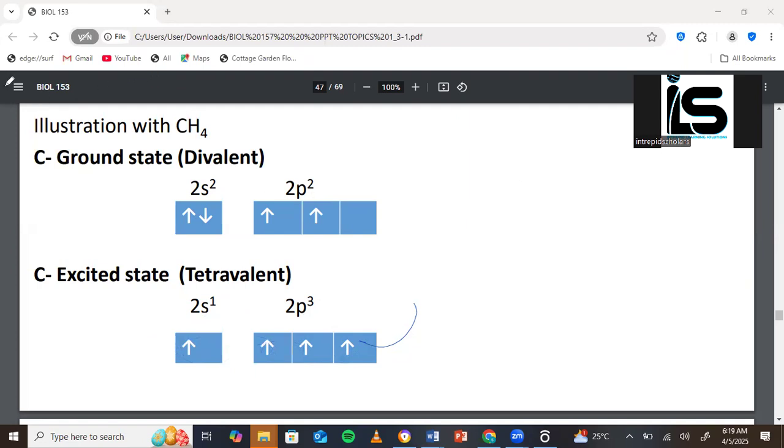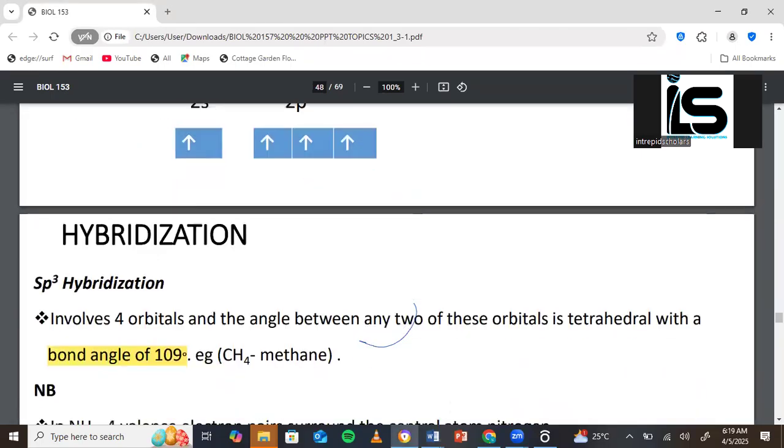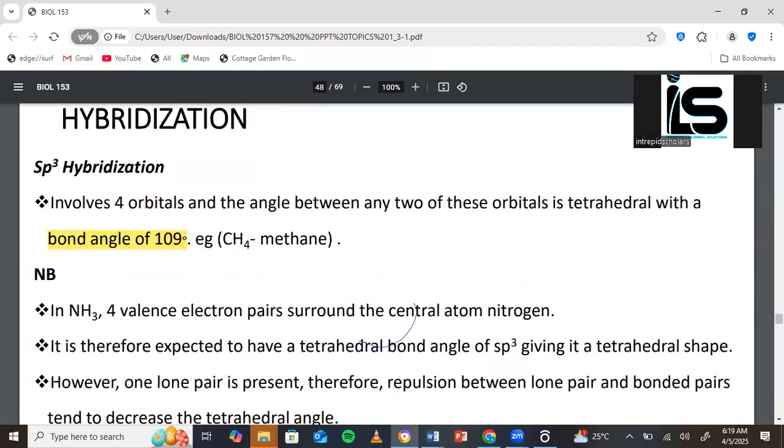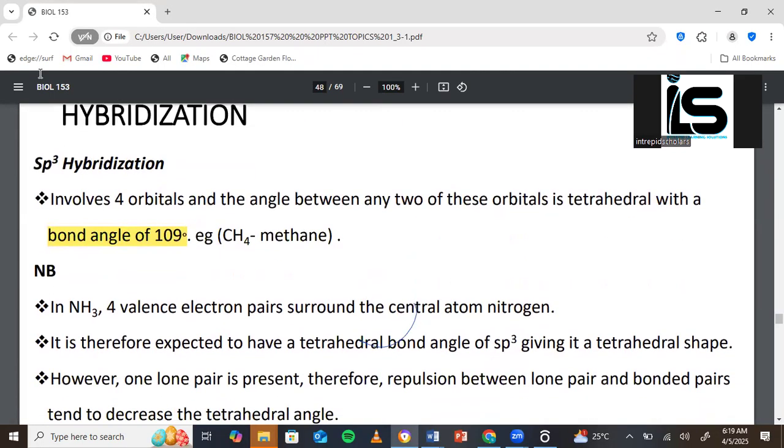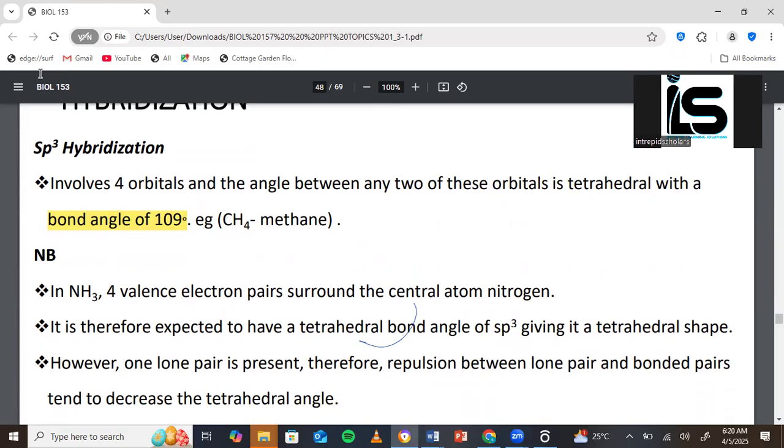So when we go down there, we have sp3 hybridization. That is when we mix the 1s and then the 3p orbitals. For that, we have four hybrid orbitals being produced. The bond angle between the orbitals will be 109, and the shape of the compound or the orbitals will be tetrahedral.